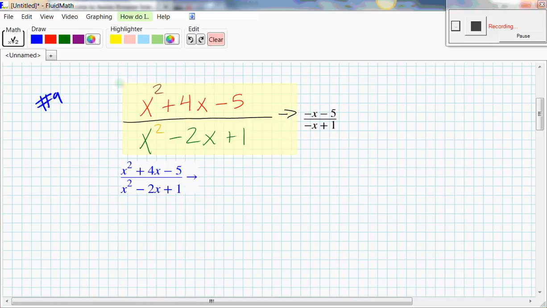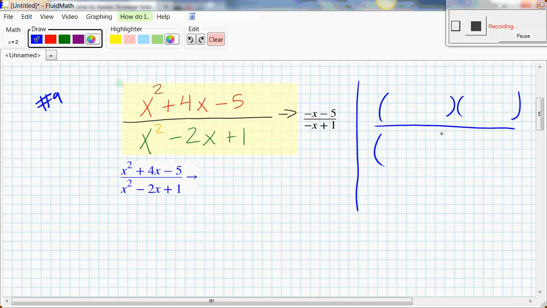Is it negative x minus 5 over negative x plus 1? Is that what you guys have? Oh, okay. So you guys might have something different. Let's see what they get. Okay, it's just x plus 5 and then x minus 1. You got it right. So if we're gonna factor the numerator and the denominator, it's gonna be the product of two binomials.